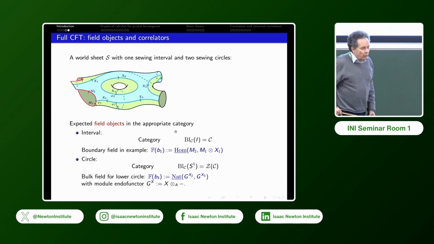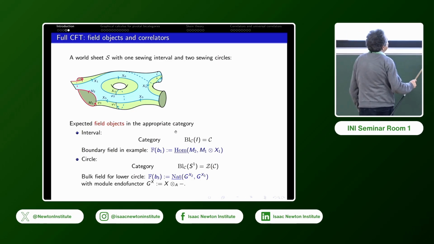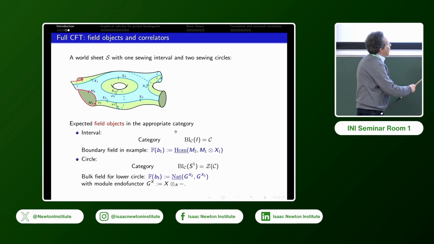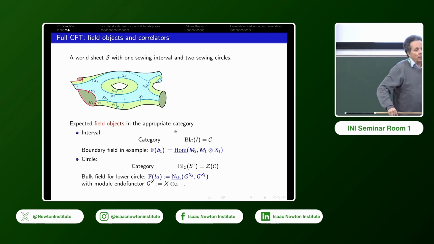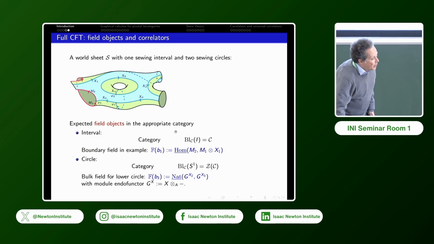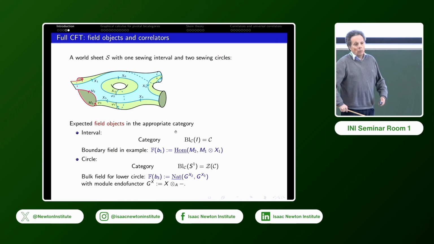This is a comment for the more mathematically minded part of the audience. So the boundary fields will be described in terms of inner Homs, and the bulk fields are actually also inner Homs, but they are in functor categories. That's very well under control. This is nothing I will feed in, but this is something I will have to get out from our approach.